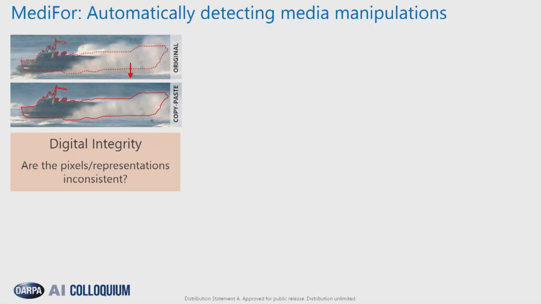So the goal of the Metaphor program is to do this automatically, and we frame this around three levels of information. The first is digital integrity, which asks, are the pixels and the representations consistent or inconsistent? For instance, we might look at noise fingerprints that are characteristic of a particular sensor or camera. Or we might look at compression artifacts that indicate choices that were made in a JPEG implementation.